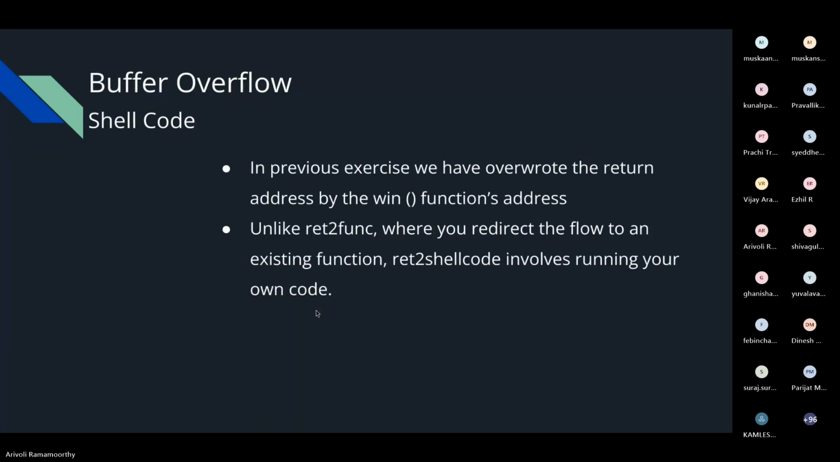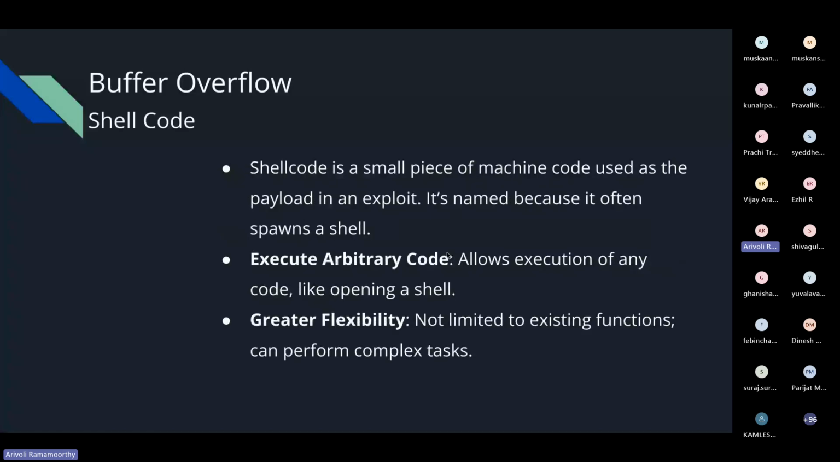So what we'll be looking at next is ret2shellcode. Here we won't have this win function, so we'll be running our own code. We could have done that in the previous code also, but in ret2win you'll only be able to execute what is there in the code. Let's say there's something called print password, but that's not very common. So in ret2shellcode you can run your own code.